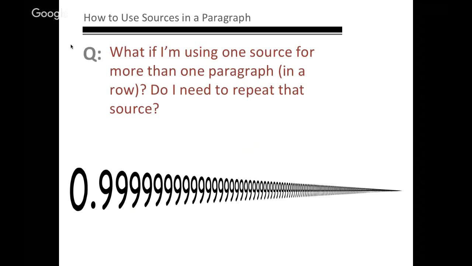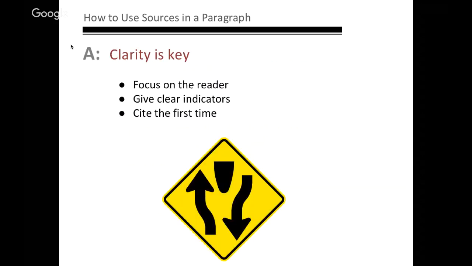Students often wonder, what if I'm using one source for more than one paragraph in a row? Do I need to repeat that source? This is a situation that you might experience frequently, especially if you're examining a single work of literature or a particular research study, for example. As in all cases, your primary concern is in making it clear to your reader where you're borrowing the ideas of others and where you're putting forward your own analysis of those ideas. You should be able to do this in the way that you structure your sentences and paragraphs.